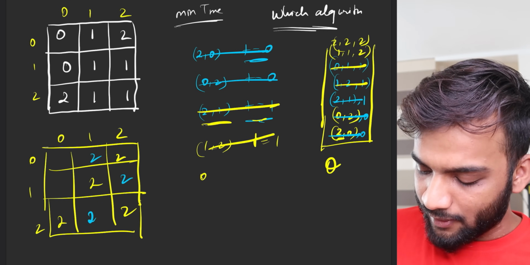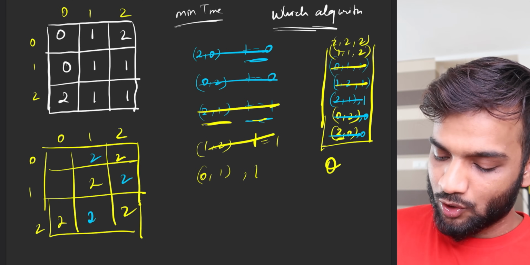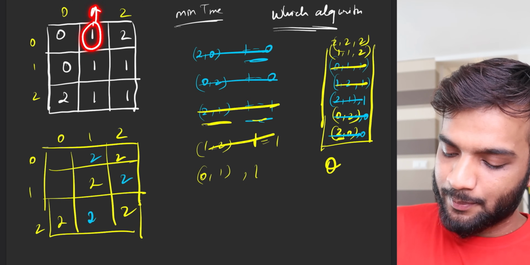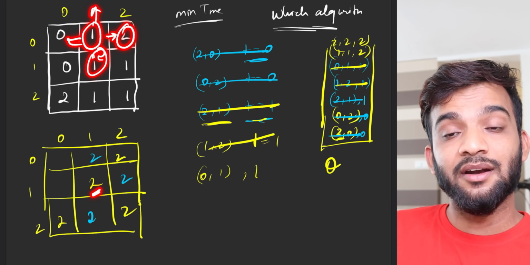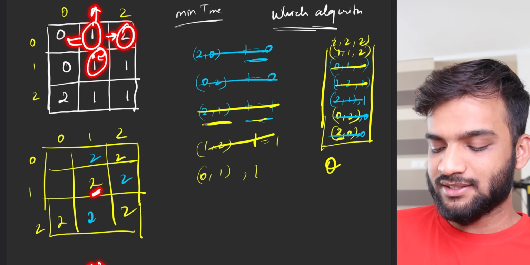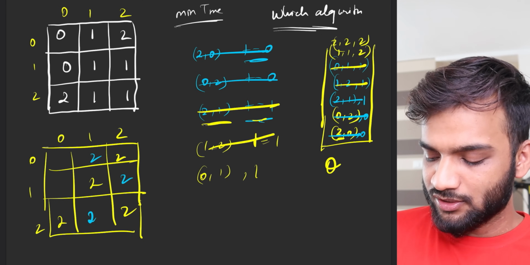Next you get 0 comma 1 comma 1. Where is 0 comma 1 comma 1? Here. Who are its neighbors? Already rotten, because over here you can find that they are already rotten in the visited arrays. So no more neighbors of this guy. So this is also done.